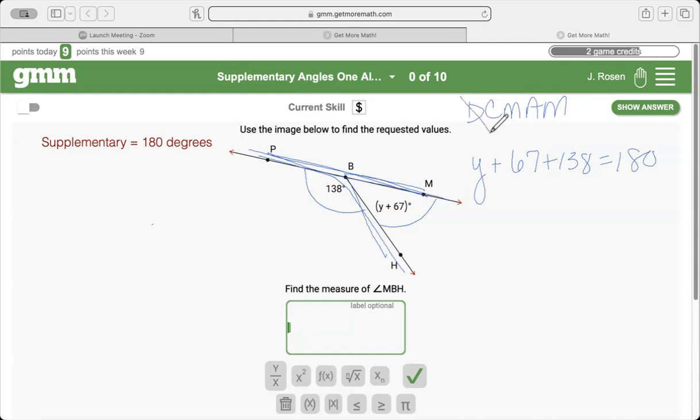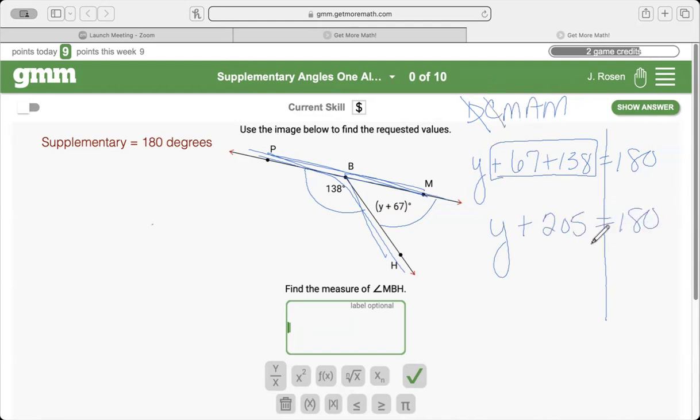So there's no distribution. Combining like terms, meaning what can we combine on either side of the equal sign? So we're going to combine this right here. Again, make sure you take the signs with it. So you're going to have 67 plus 138, which is 205. That's positive, so that's why I put the plus there, equals 180.